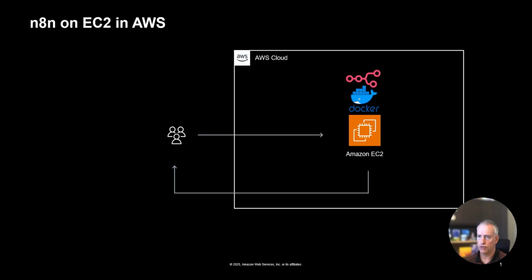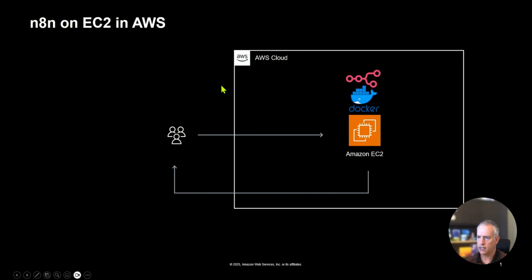Okay, so there are several different ways to install n8n in the cloud. What I show here is we basically just get an Amazon EC2 instance. We put Docker in there, and then we will install n8n on top of that. There are other ways to do it with Node and so on, but this is probably the easiest way to do it.